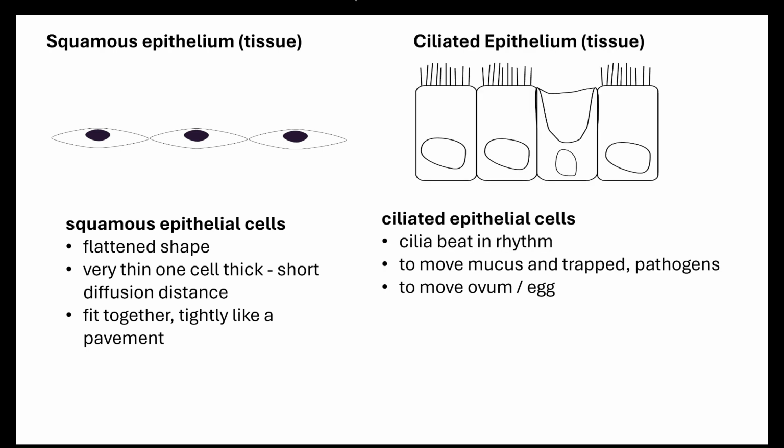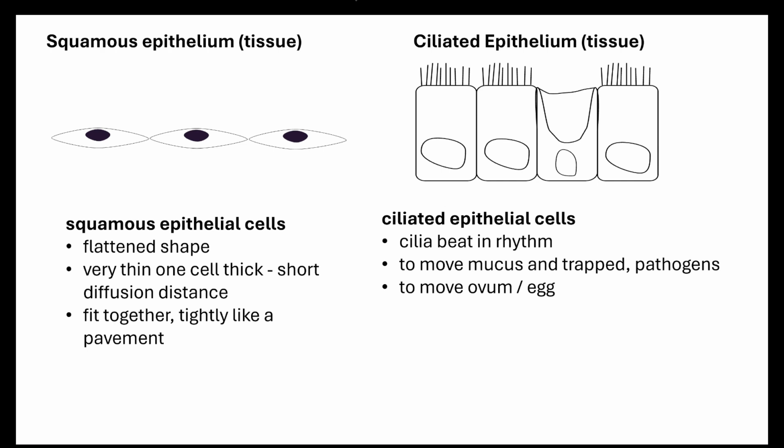Now, another one we have covered again in exchange surfaces is your ciliated epithelium, which is made up of your ciliated epithelial cells. So your ciliated epithelial cells are your differentiated cells. Now, these are differentiated because they have these cilia to beat in rhythm. They're going to move that mucus, those trapped pathogens.